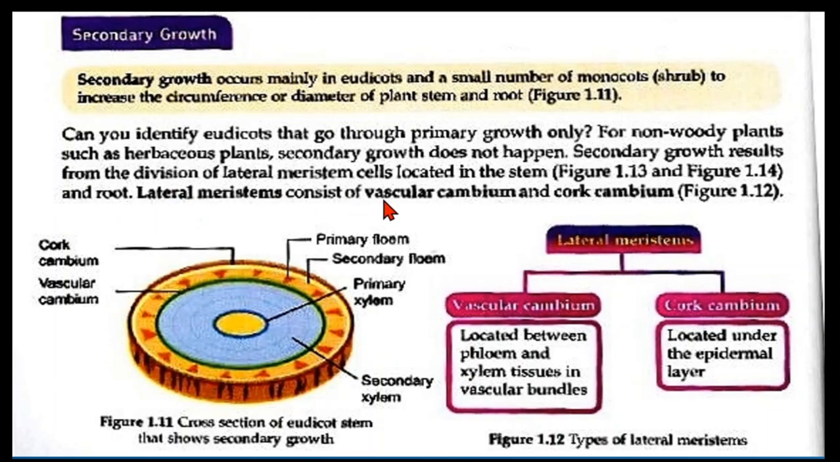Lateral meristems consist of vascular cambium and cork cambium. So lateral meristem consists of vascular cambium and cork cambium. Vascular cambium located between phloem and xylem tissues in vascular bundle. Cork cambium located under the epidermal layer. So here, this is the cork cambium. This is the vascular cambium. This is the primary phloem and this is the secondary phloem. This is the primary xylem and this is the secondary xylem.